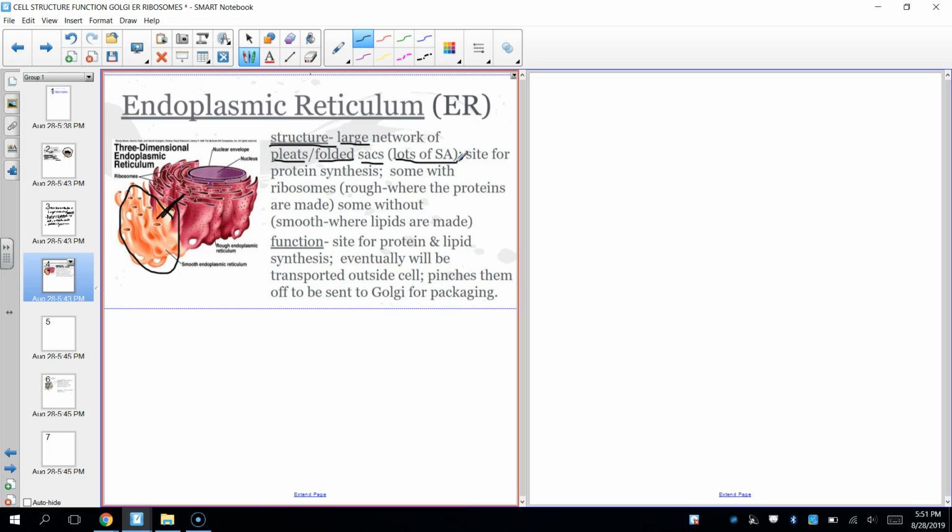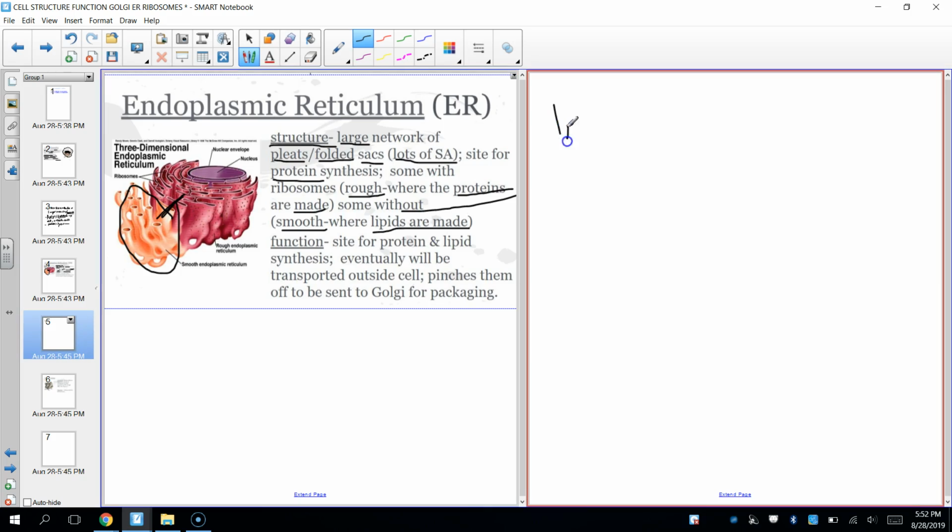Lots of surface area so that it can actually produce these proteins efficiently and quickly. Okay? You'll notice that there's actually a rough ER and there's a smooth one. The rough one is where proteins are made, and then the smooth one is where lipids are made. And lipids are basically fats. Lipids is a fancy word for fats, because there are beneficial fats that we need in our body and actually at the cellular level.